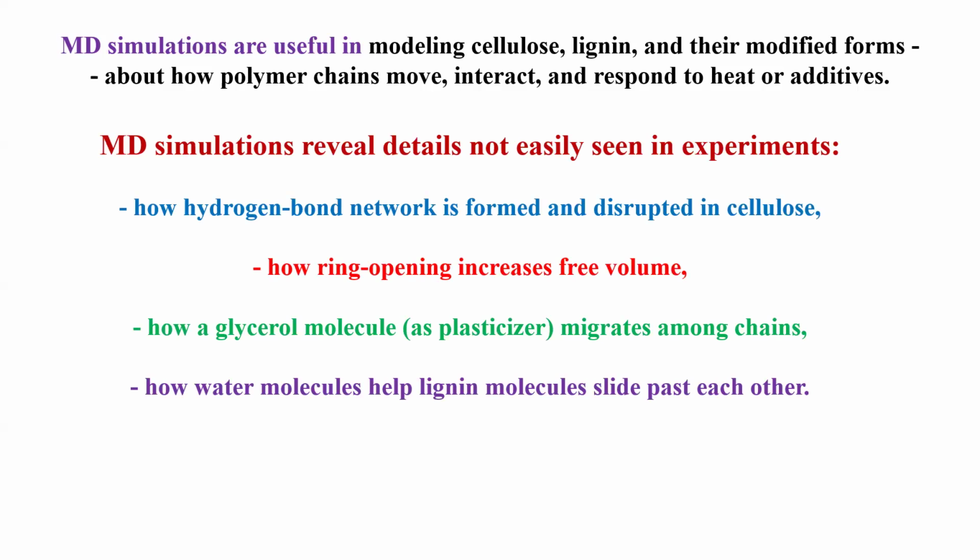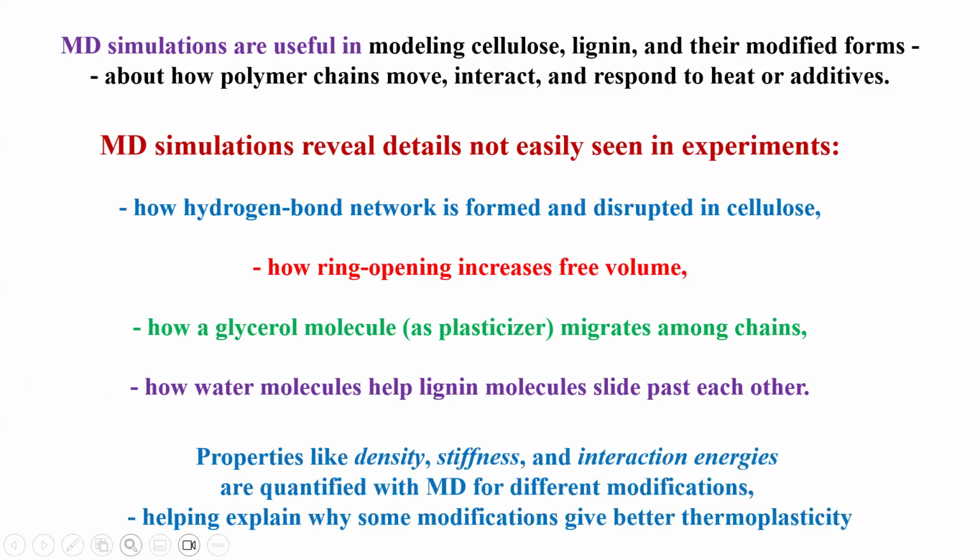So, for example, how the hydrogen bonding network is formed and disrupted in cellulose, and how ring opening increases free volume, and how glycerol molecules plasticize and migrate among the chains, and even how water molecules help lignin molecules to slide past each other. So properties like density, stiffness, and interaction energies can be obtained from molecular dynamics simulations and so on.